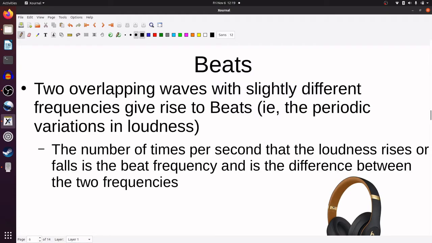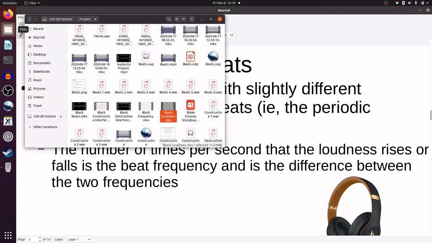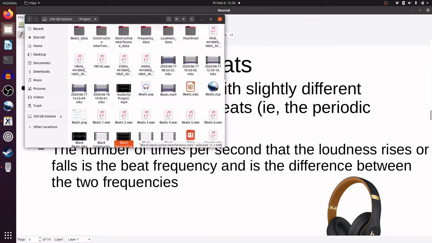Beats. And I'll show you an example of this in just a second. In fact, I'm going to do two back-to-back examples. Two overlapping waves with slightly different frequencies will give rise to what's called beats. I call it the periodic variations in the loudness. And I haven't really defined loudness yet. I'm going to. The number of times per second that the loudness rises or falls is the beat frequency, and that is the difference between the two frequencies.